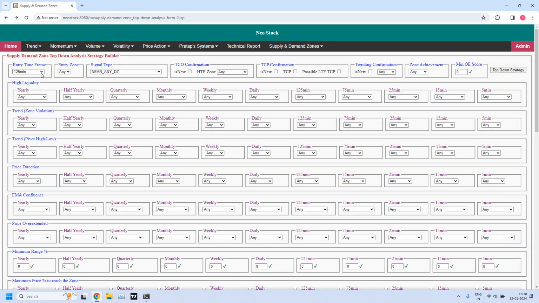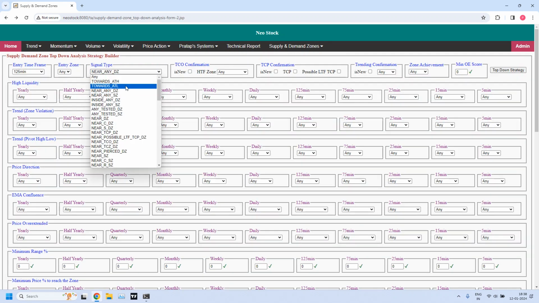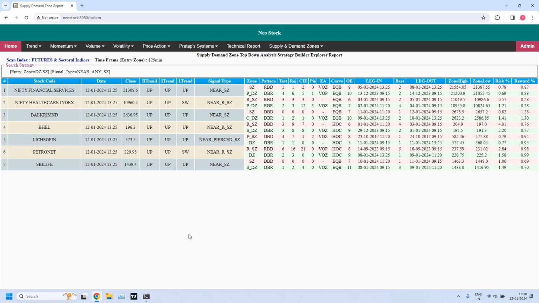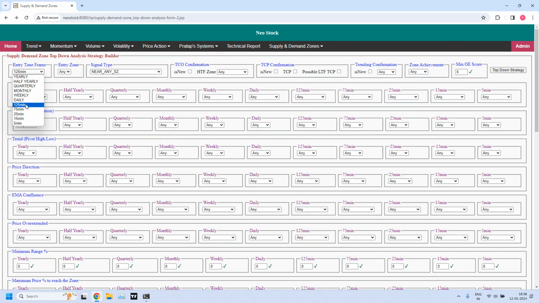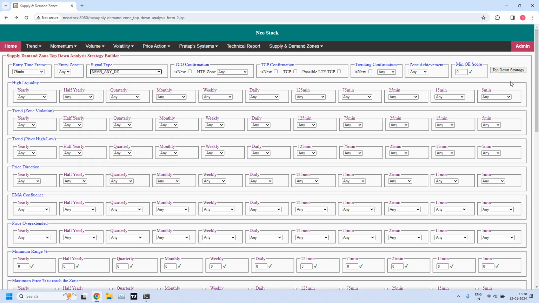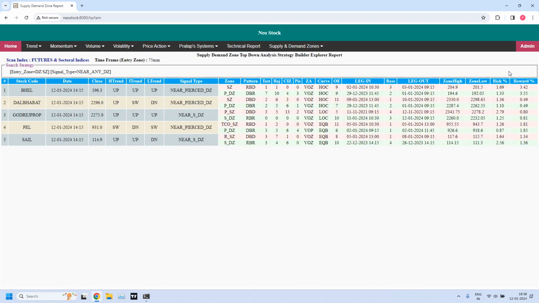So let's go back. 125 minutes time frame. Let us find the stocks near 125 minutes supply zone. So 7 stocks are filtered. Let's go back and change the time frame to 75 minutes time frame. Entry time frame is 75 minutes. Let us find the stocks near 75 minutes demand zone. So 5 stocks are filtered.